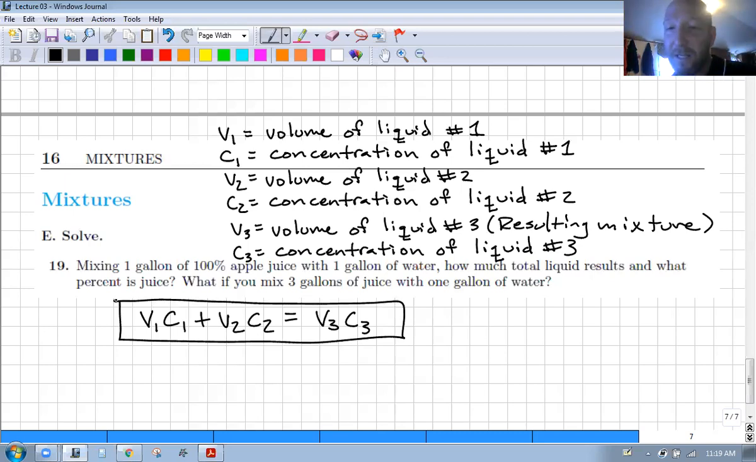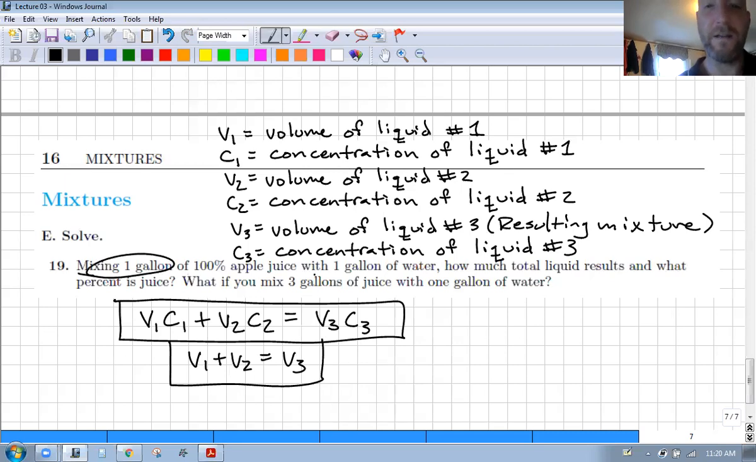So that's the big equation that allows you to do all these mixture problems very simply. So first volume, second volume, first concentration, second concentration. You're adding them together, you're mixing them, and you're getting a third volume and a third concentration. There's one more equation that we know, it's obvious. If you take the first volume and add it to the second volume, you get the third volume. So up here, we're mixing 1 gallon with 1 gallon, so our V3 here would be 2 gallons.